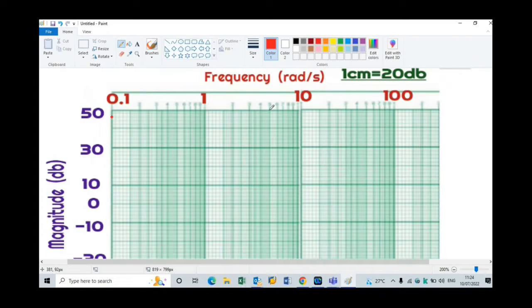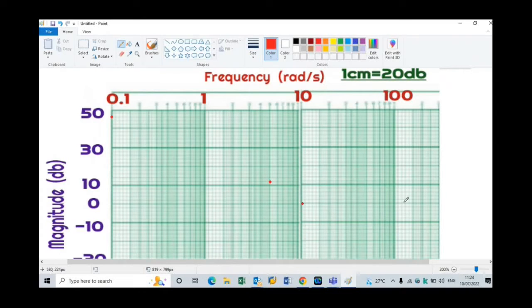So for this 5 corner frequency, magnitude is 12 dB. So we have to select 1 millimeter above this 10 dB. So I will select here 1 millimeter above this line. So this point is getting selected. Now next is 10 corner frequency. So 10 corner frequency, here is the line. So for this, what is the magnitude? Magnitude is 0 dB. So for this 0 dB, we will select here one point.